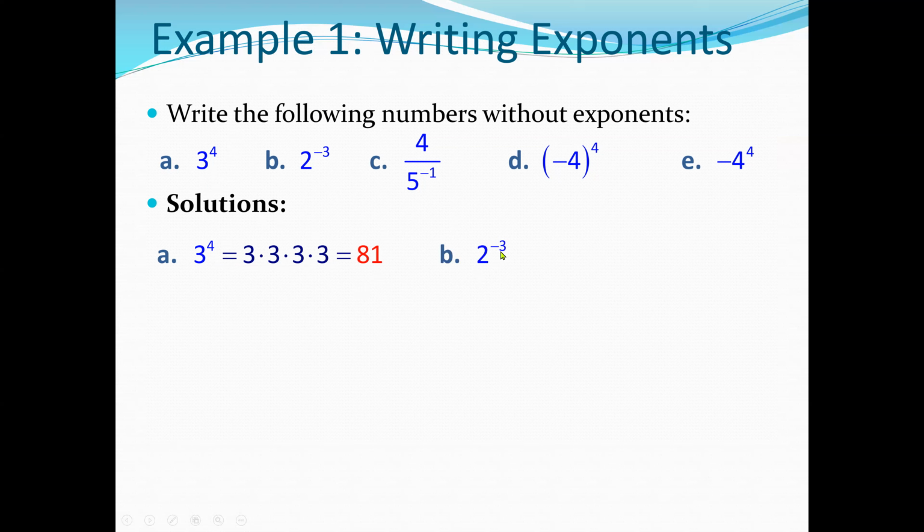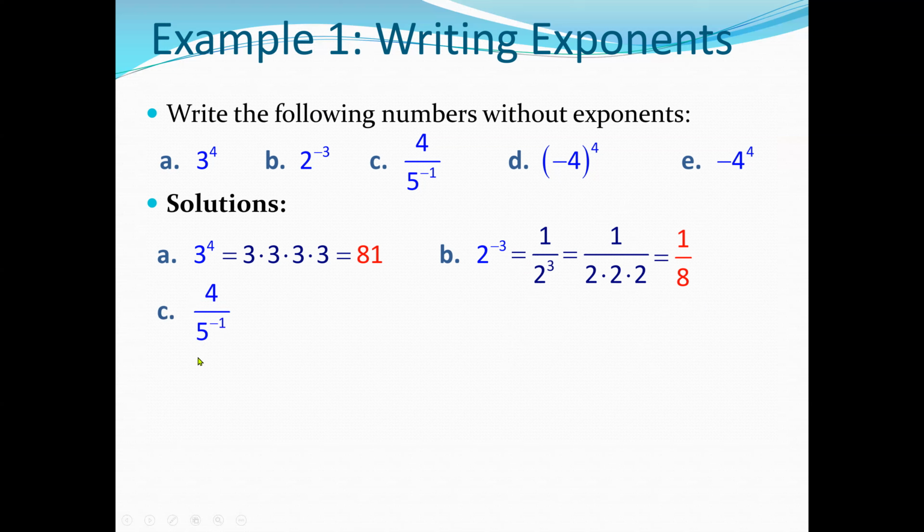Then 2 to the power negative 3. First, we can remove the negative by taking the reciprocal. The answer will be 1 over 2 to the power 3. Then finally, 2 to the power 3 is the same as 2 times 2 times 2. So the answer will be 1 over 2 to the power 3 to change the negative. Then we have 1 over 2 times 2 times 2. So finally, the answer will give us 1/8.